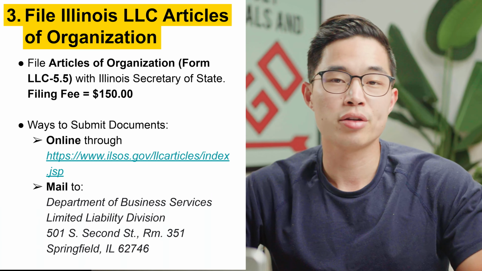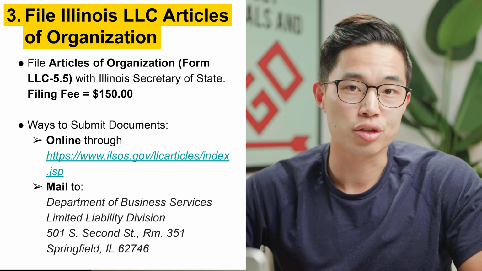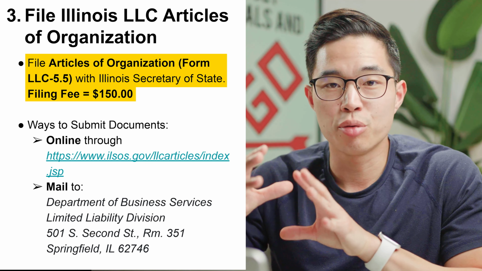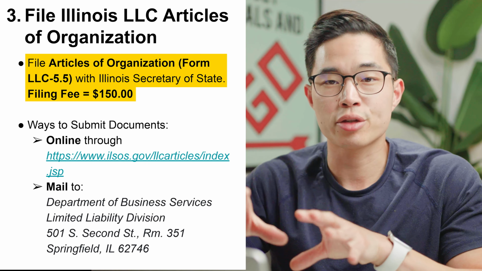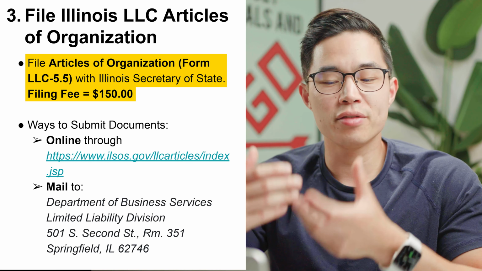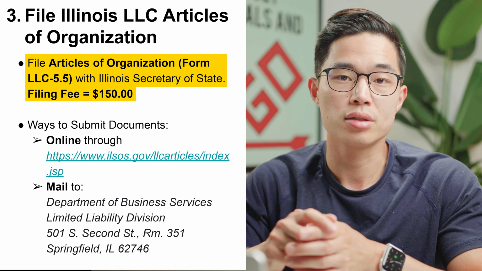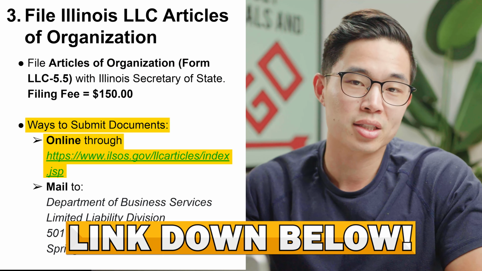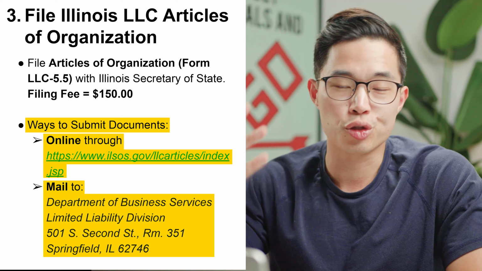Step number 3 is to file your LLC Articles of Organization. This is going to be Form LLC 5.5 and it's filed with the Illinois Secretary of State. Currently, the filing fee for this is $150. You guys can either submit this online, the link is going to be down below, or you can also mail it to this address right here.